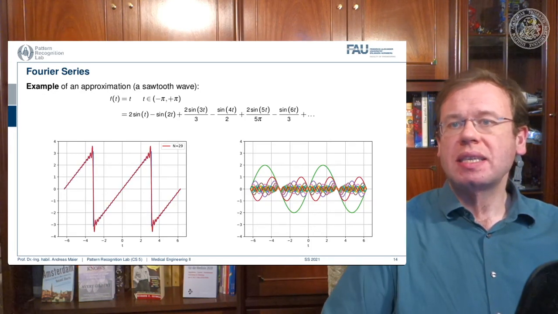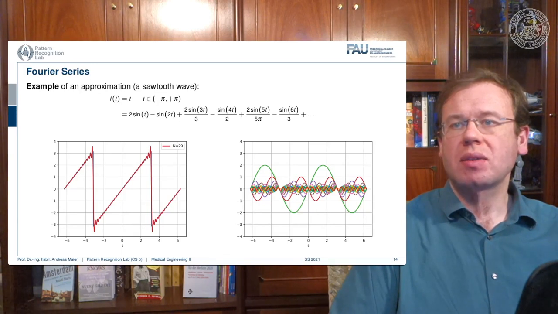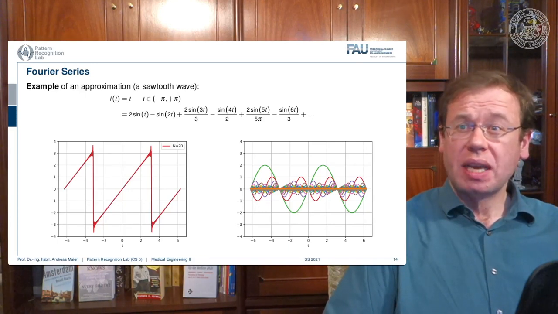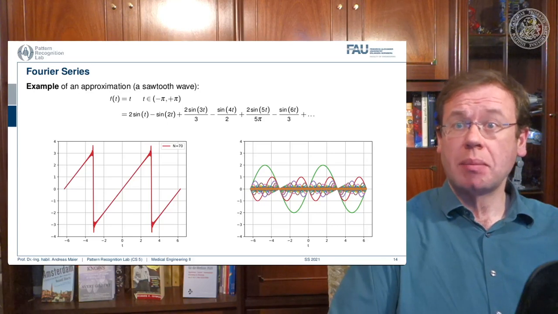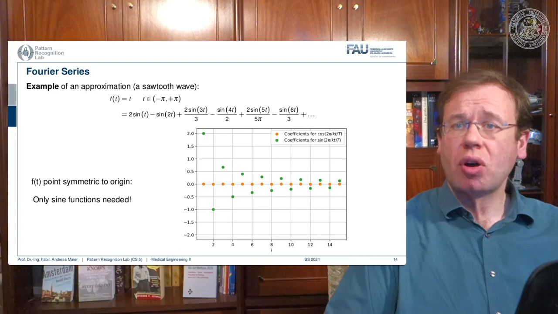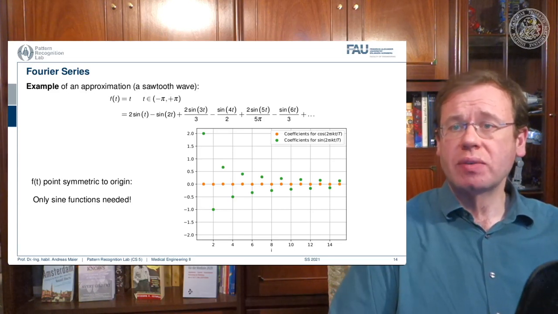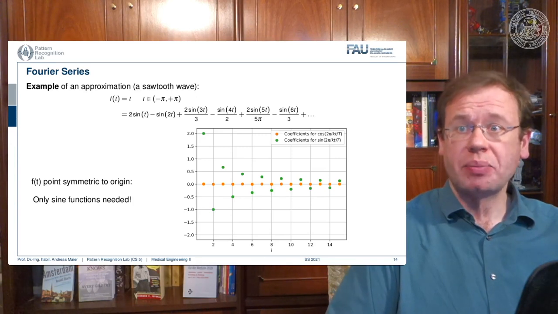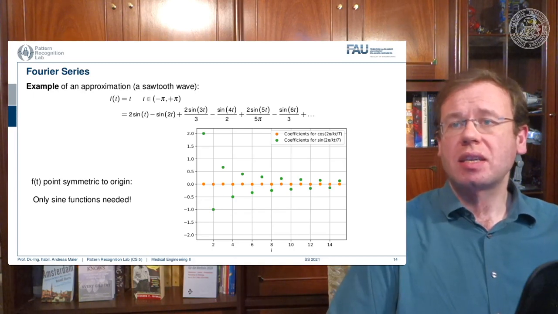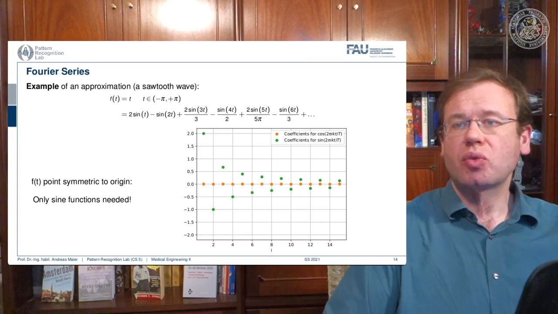Now, this is essentially what we did to approximate the sawtooth wave here. You see here on the right-hand side the waves, and on the left-hand side the approximation, so summed everything up. But let's have a look also at the coefficients that I need to multiply the waves with. If I plot them here from 0 to increasing frequency or decreasing wavelength, then you can see that I get the following pattern. So you see that I essentially get alternating points, and these are the green ones for the sine waves. And I get in orange zeros everywhere for the cosine.